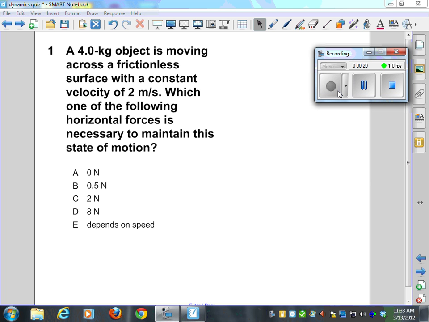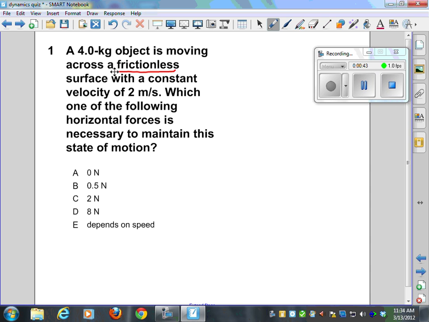A 4-kilogram object is moving across a frictionless surface with a constant velocity of 2 meters per second. Which of the following horizontal forces is necessary to maintain the state of motion? How many people took 4 times 2 and got 8? Nobody? I don't remember what I answered.